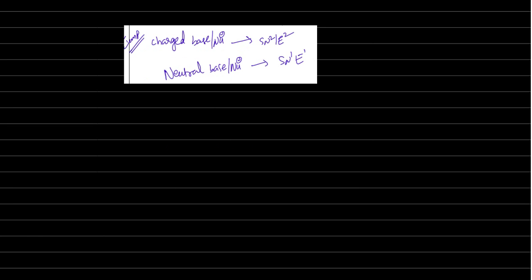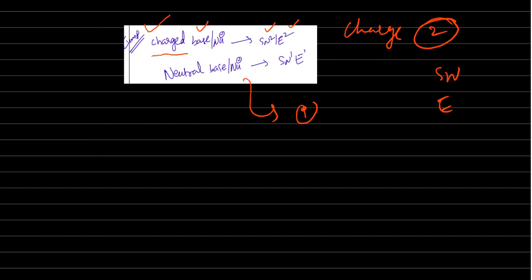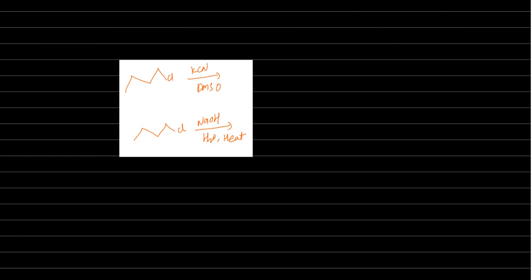From the table, you can see this point again. Charged particles are there, a charged base is there. In that case, SN2 or E2. Remember it like this: charged means 2, either SN2 or E2. If it is neutral, the general concept is 1, either SN1 or E1. If you know these few points, it becomes a little bit easy. Now let's see some questions, examples.